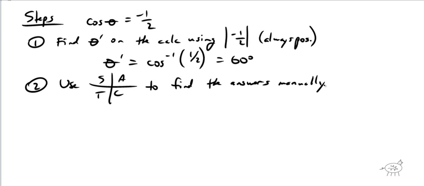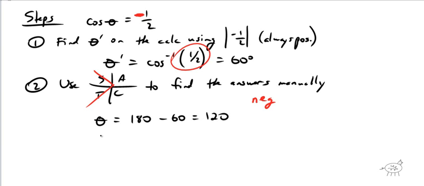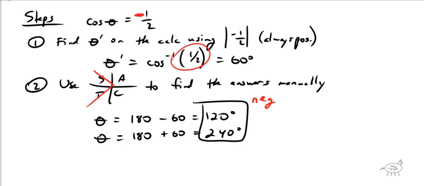Alright, but of course, remember, don't forget this, math fans. That was negative. Just because you use a positive here, don't forget the original problem. We just use the positive value to find the reference angle, and then we go, okay, this one's negative. So cosine is negative in this quadrant and this quadrant. So theta is equal to 180 minus 60, which gives me 120, and theta equals 180 plus 60, which is 240 degrees. Okay, so you have to do that manually.